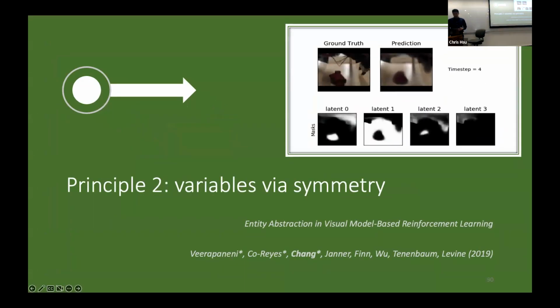Our second principle is the principle of symmetry for representing variables in neural networks. I want to especially highlight Rishi Virapineni and JD Correas, who are core contributors to this project. Rishi is a PhD at CMU, and JD is a research scientist at Google.